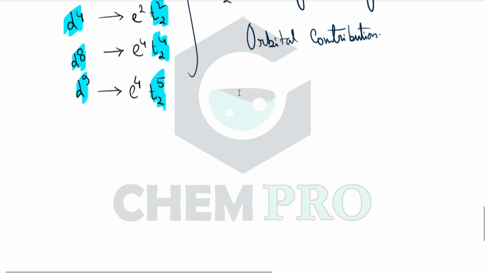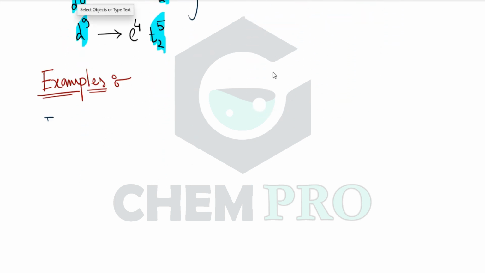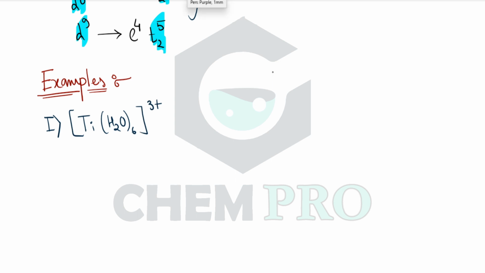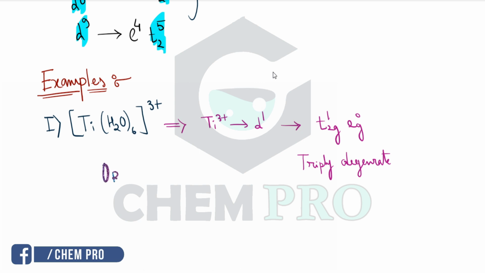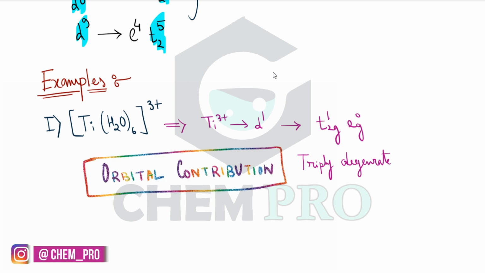Now let's check some examples. First example is [Ti(H2O)6]3+. For this, titanium 3+ is a d1 system. That means it is a t2g1 eg0 system. That means the t2g is unsymmetrically filled here, or we can say this is a triply degenerate system. That means here we can have the orbital contribution.